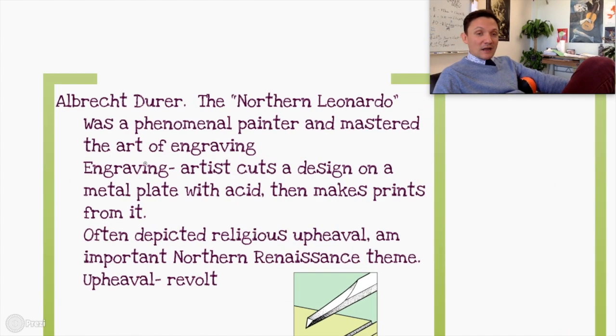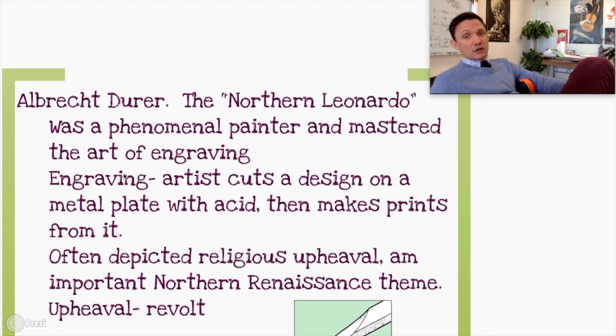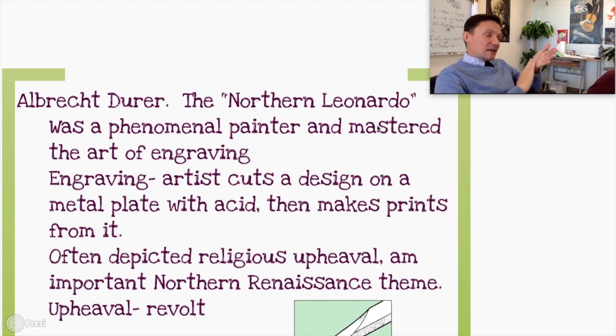So an engraving or a woodcut, as they're called, right? Perfected by this guy, Albrecht Dürer, known as the Northern Leonardo, who was a phenomenal painter, but he was a master engraver, right? So engraving is a good example of Northern art because it actually is when an artist cuts a design into a metal plate or a wooden plate using an acid-dipped pen, right? They're going to cut that design into it, and then they're going to eat away at this entire image, and they're going to create a negative of an image, right?